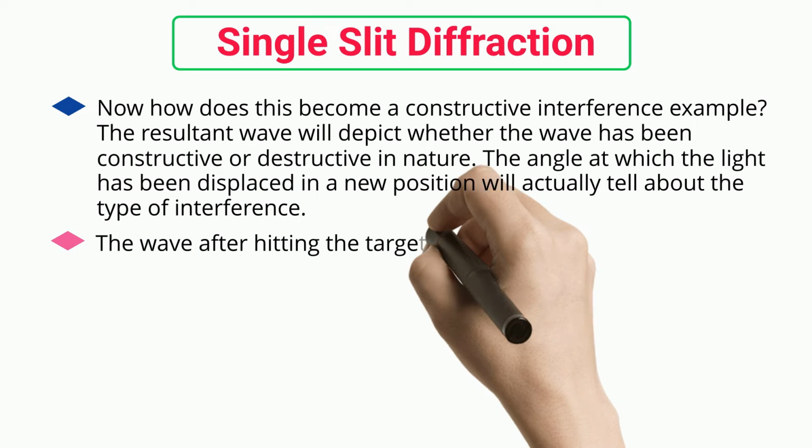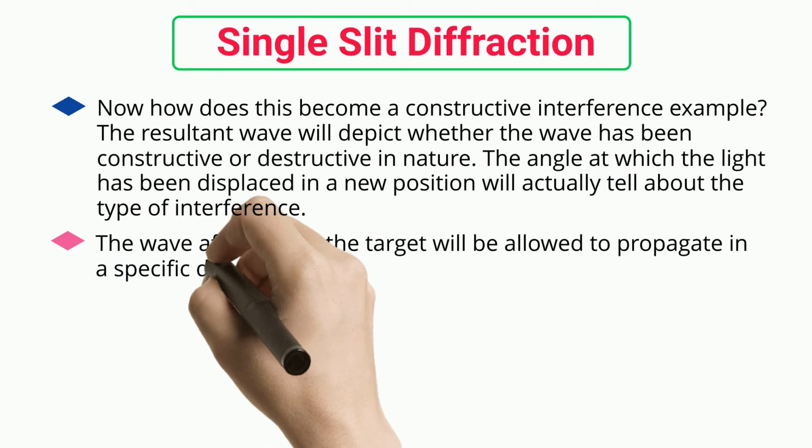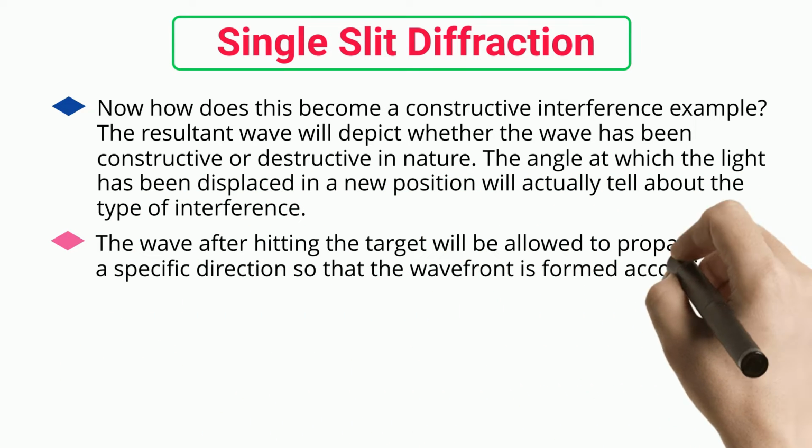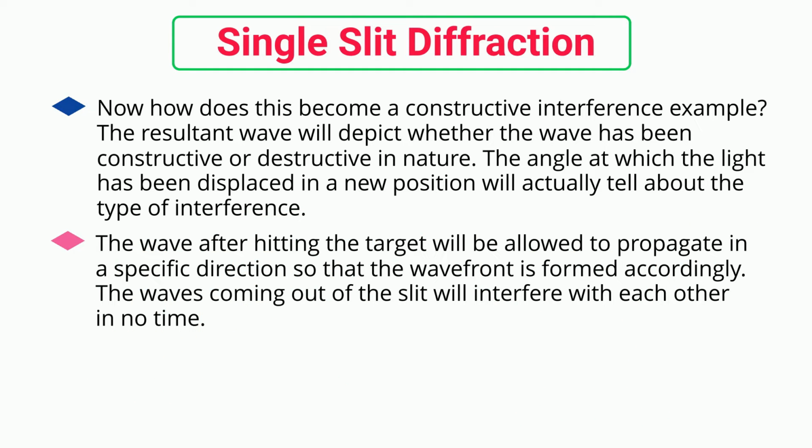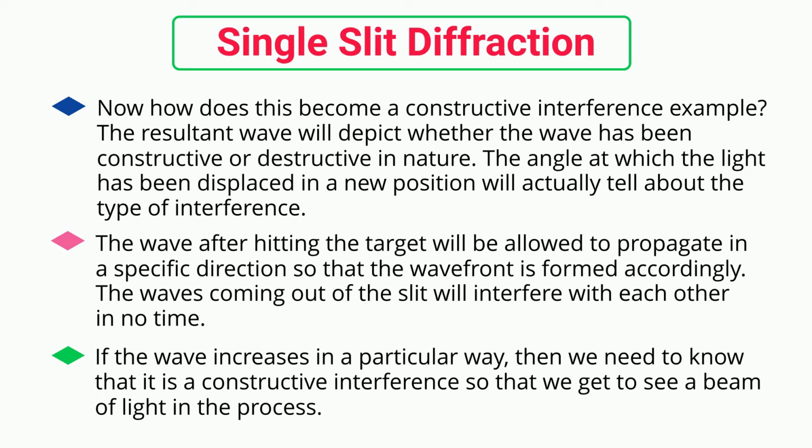The wave after hitting the target will be allowed to propagate in a specific direction so that the wavefront is formed accordingly. The waves coming out of the slit will interfere with each other in no time. If the wave increases in a particular way, then we need to know that it is a constructive interference, so that we get to see a beam of light in the process.